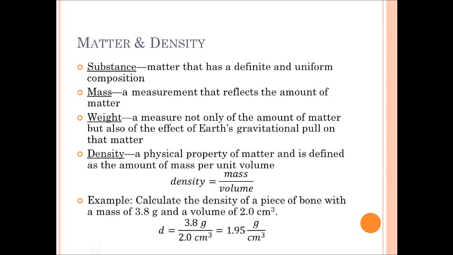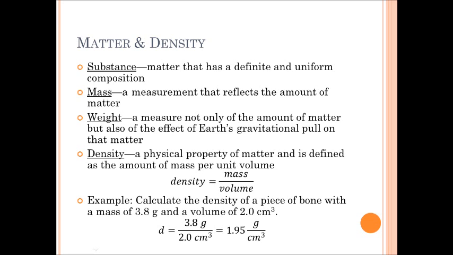Alright, the final thing for this unit is talking about matter and density. Now remember, a substance is anything that has a defined and uniform composition. And we have two ways of describing the amount of stuff there is. You have the mass, which is the amount of stuff, and the weight, which is not only the amount of stuff, but also takes into account the gravitational pull.